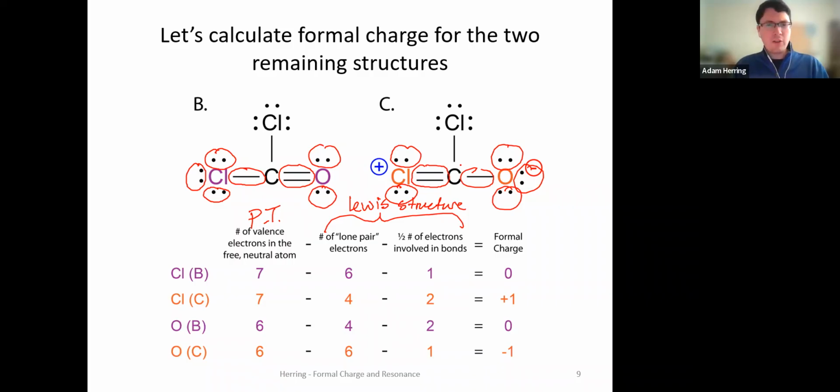And now if we wanted to, we could have looked at the carbon and the chlorine on the top, but you'll notice that in both cases, they have the same basic structure. The chlorine on the top has 3 sets of lone pair electrons and 1 bond. And the carbon has 4 bonds. So it turns out that those atoms don't end up changing between the 2 structures.